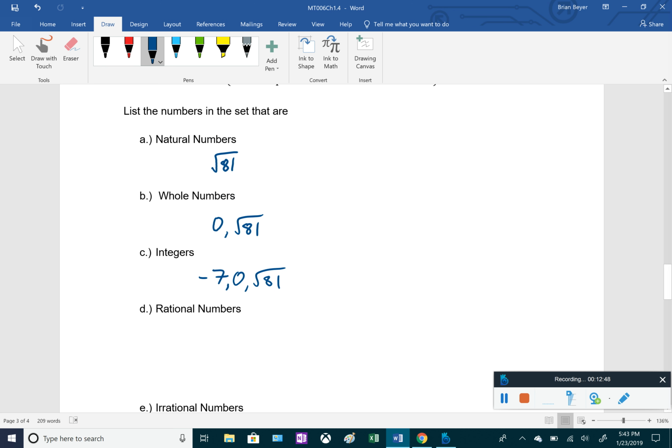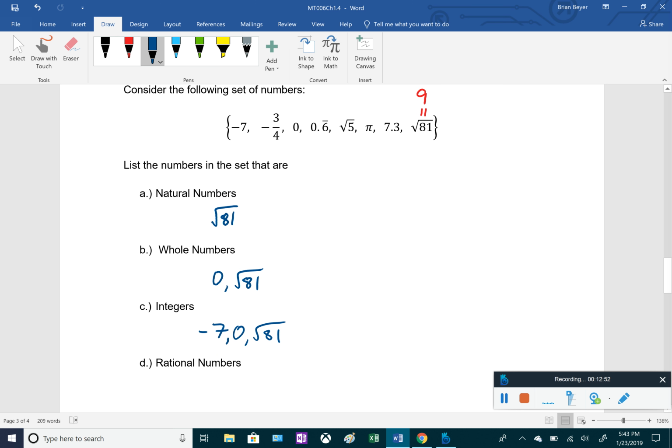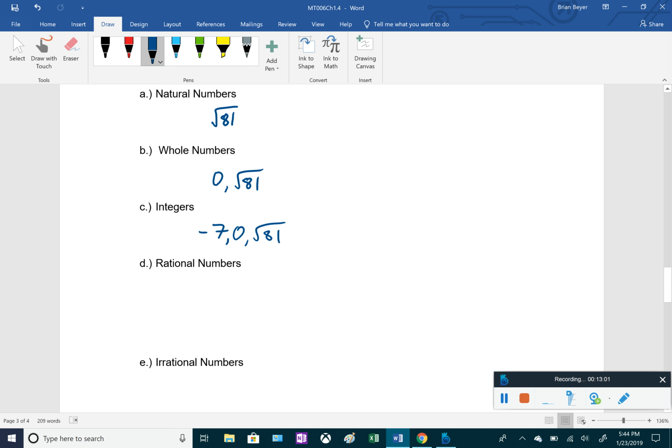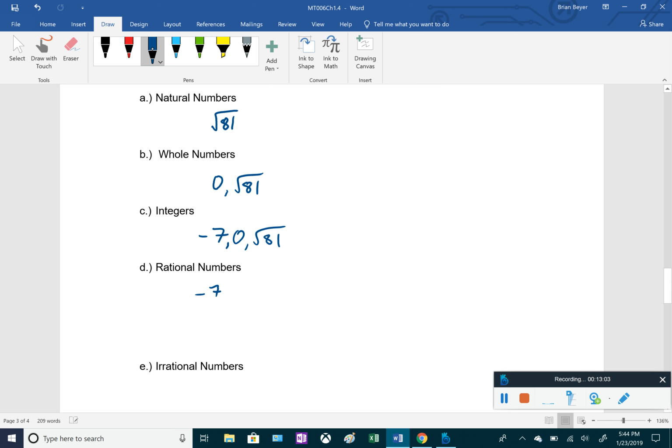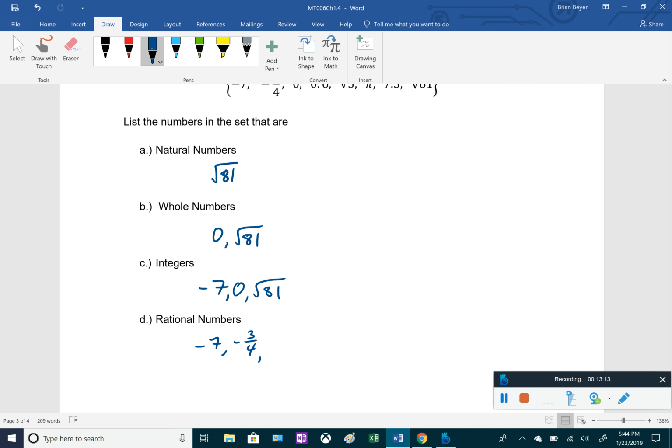Now for rational numbers, it's going to be getting a little bit bigger. Rational numbers are any numbers that can be written as a ratio of two integers. So I'm just going to go left to right here. So -7 works, -3/4 works. So does 0. We can write 0 as 0/1. Those are both integers.